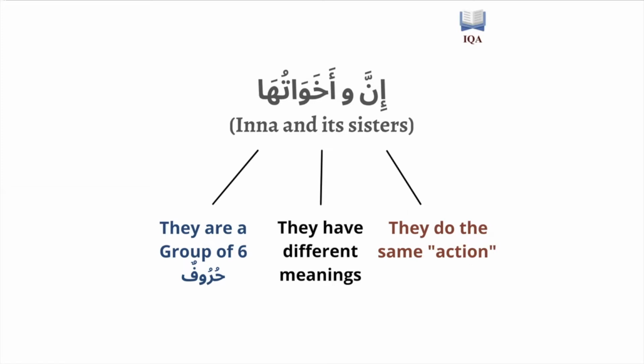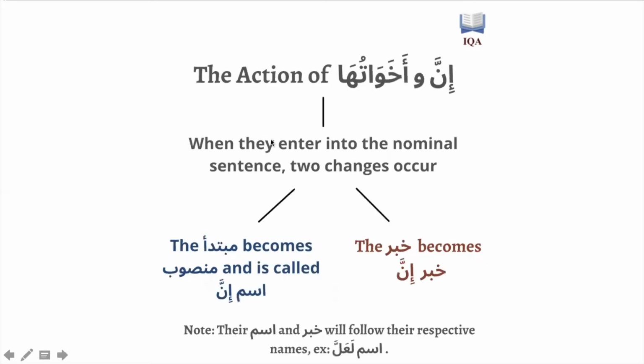So what is the action that they all do? The action of inna wa akhawatuha is this. When they enter into a nominal sentence, so a sentence that starts with an ism, like Muhammadun Kabirun and Allahu Rahimun, 2 changes occur. The first change is that the mubtada, the subject of the sentence, becomes mansoob, fatha at the end, and it's called ismu inna. And the second change that happens is that the khabar becomes khabaru inna.